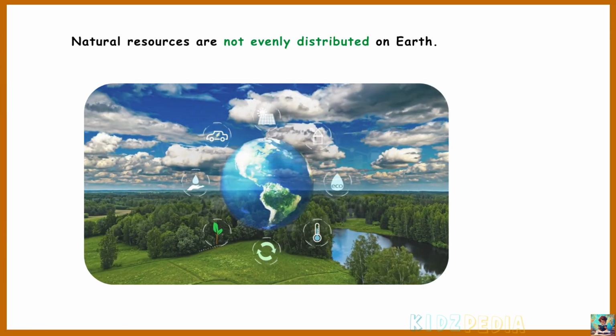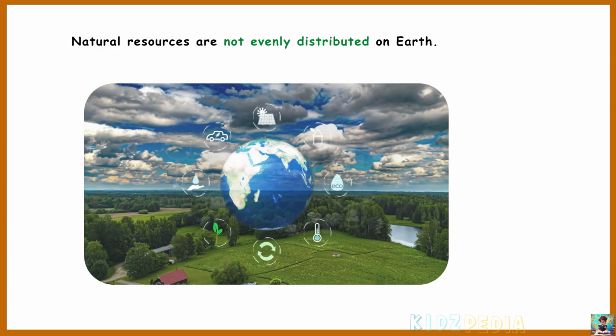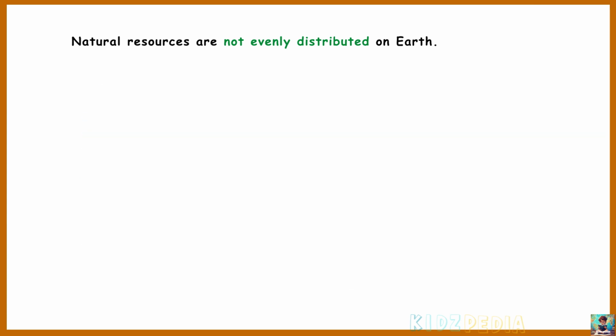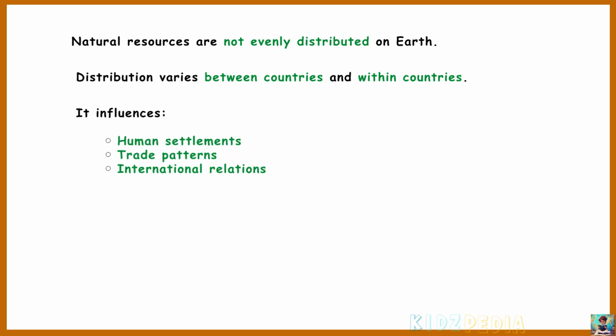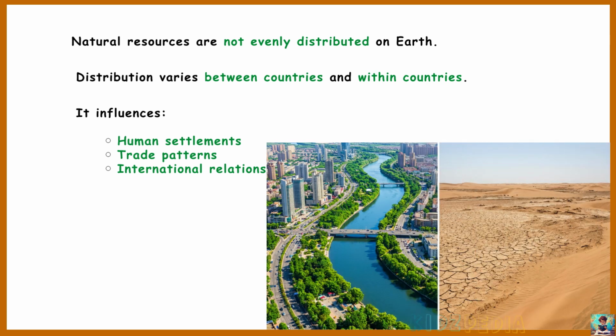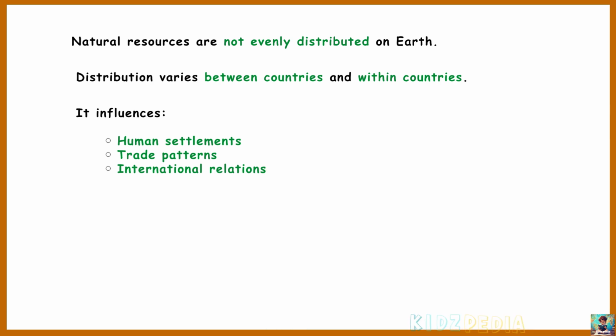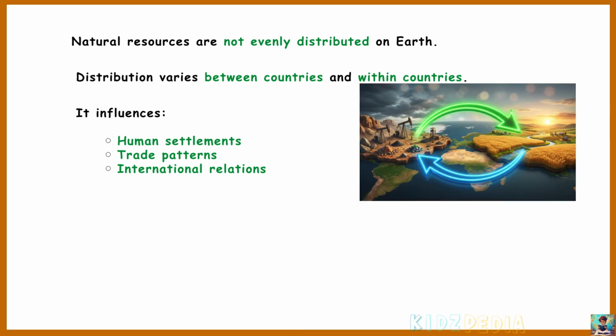So, natural resources like water, minerals, oil, forests are not evenly spread on earth. Some places have more and some places have very less. Because of this uneven distribution, people tend to live in places where water is available, fertile land is present, and jobs and resources are available. Then, countries exchange resources from one country to another. That is, one country may have oil, another may have minerals. So, they trade with each other.